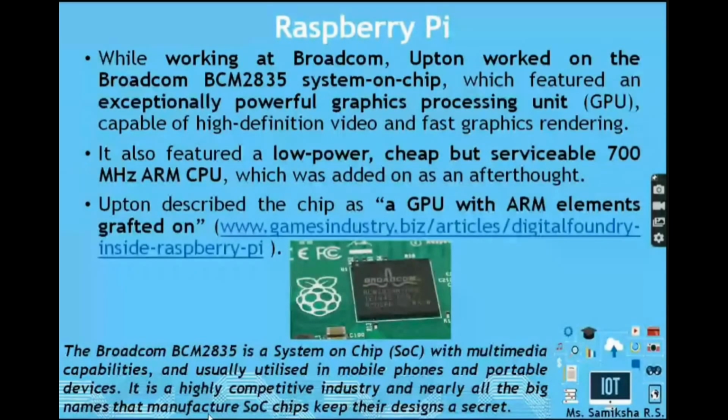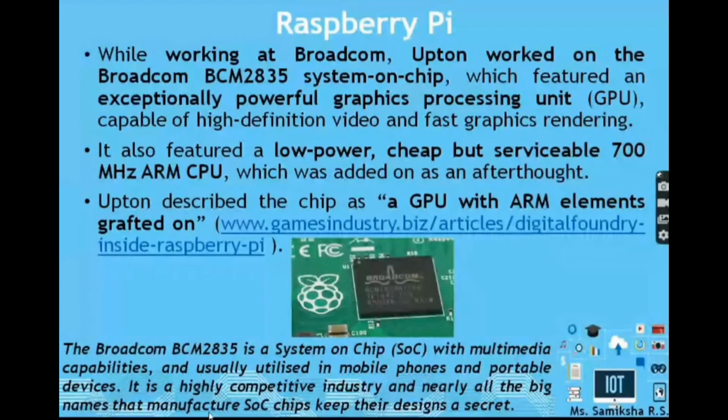So when Eben was working at Broadcom, a company, a firm, he was working with a specific chip at Broadcom. The name of the chip is BCM2835. So this chip was a SoC. Eben was working on this system on chip in Broadcom company.